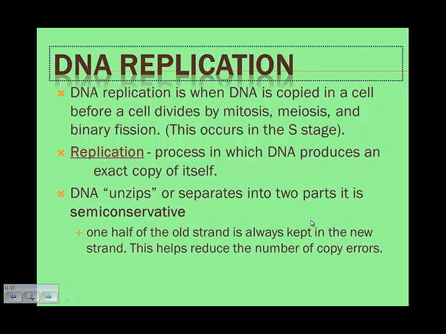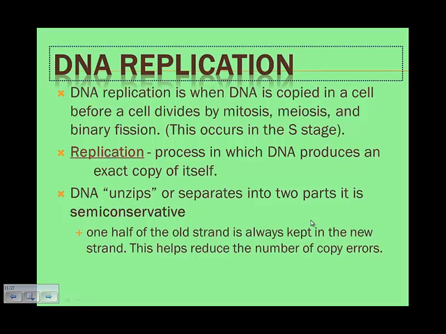Now there's this process as it goes through. This process of replication is called semi-conservative. The DNA unzips, and the reason why it's called semi-conservative is because one half of the old strand is always kept. And this helps reduce the number of errors during the copying process.